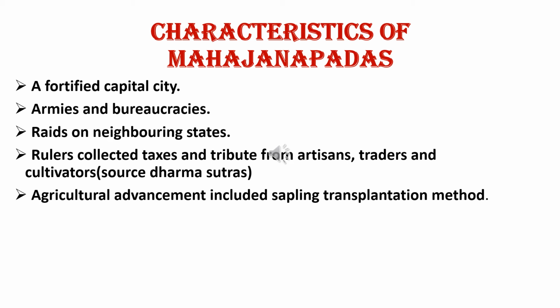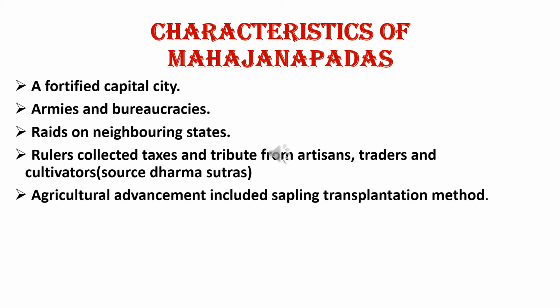Agricultural advancements also included various methods of irrigation. Remember we have read in Harappan civilization too, various methods of irrigation. In the same way, here also various methods of irrigation were used, like wells and canals. Then we also see the use of plough.